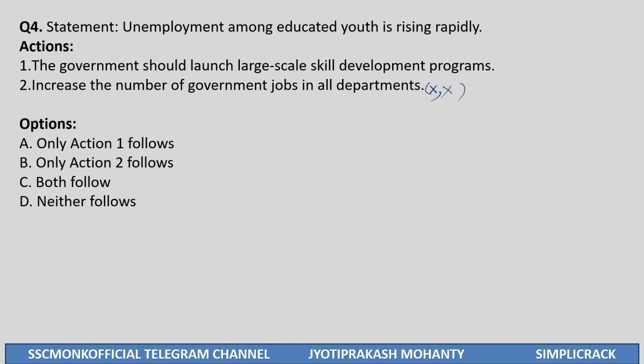Now, this first action, government should launch large scale skill development program. If the youth are highly skilled, then they will be fit for what? Various jobs, and that unemployment will be addressed. So this action is logical, this action is practical, and this fits the actual problem that is stated in this particular statement. That means option 1, only action 1, is the right option for this particular question. Clear? Here you should not be emotional. You should be direct about the given statement, and it should be practical. It should not be extreme.